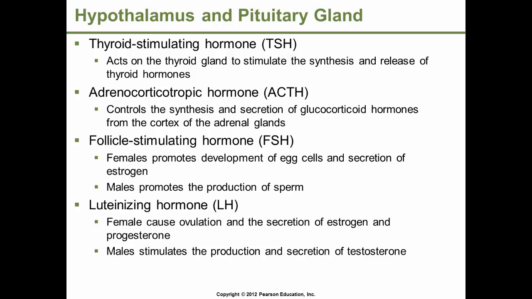Follicle stimulating hormone, abbreviated FSH, in females promotes development of egg cells and secretion of estrogen, while in males it promotes the production of sperm. Luteinizing hormone, in males, stimulates the production and secretion of testosterone, whereas in females it causes ovulation and the secretion of estrogen and progesterone.